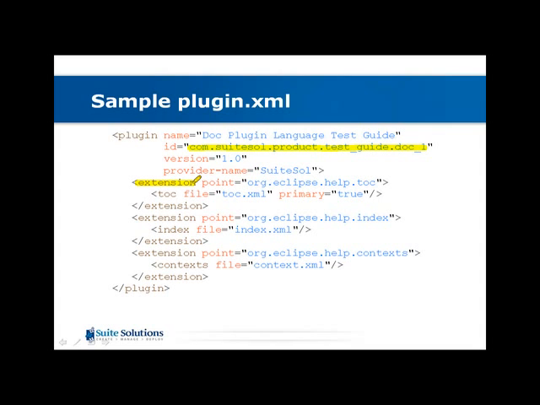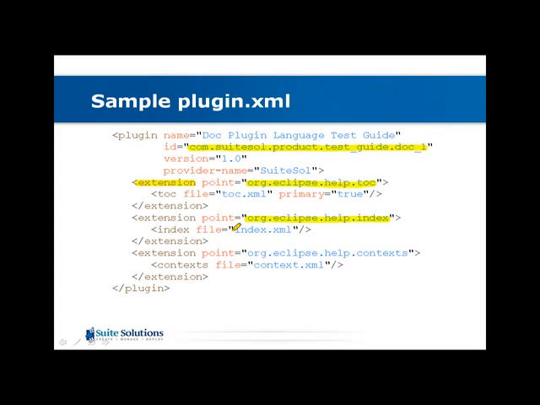Each part of adding a table of contents, index, and context is called an extension in Eclipse. So we have an extension point. It points to our TOC, and it tells us what the name of the file is. We have the same thing with the index. This is saying I have a file called index.xml. What does that mean? It's what Eclipse knows as an index.